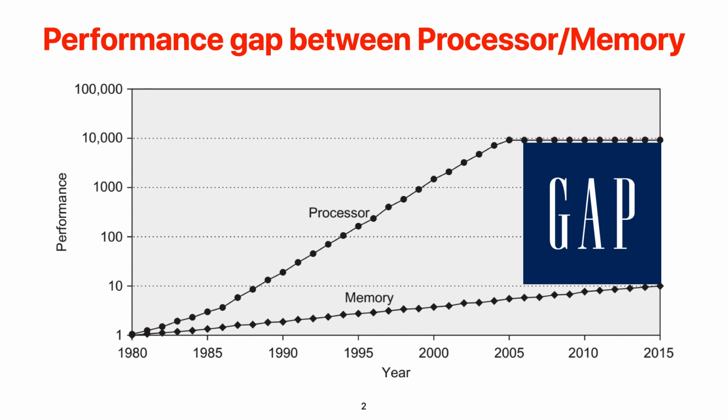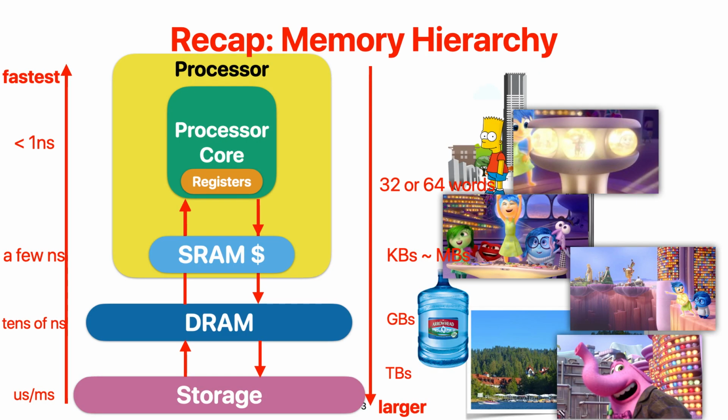To mitigate the performance gap between them, we now build a memory hierarchy. The rationale behind the memory hierarchy is that in between the processor and the DRAM, which is 100 times slower than the processor, we put SRAM cache, a small amount of SRAM that runs as fast as your processor, to cover the inefficiency of your DRAM.